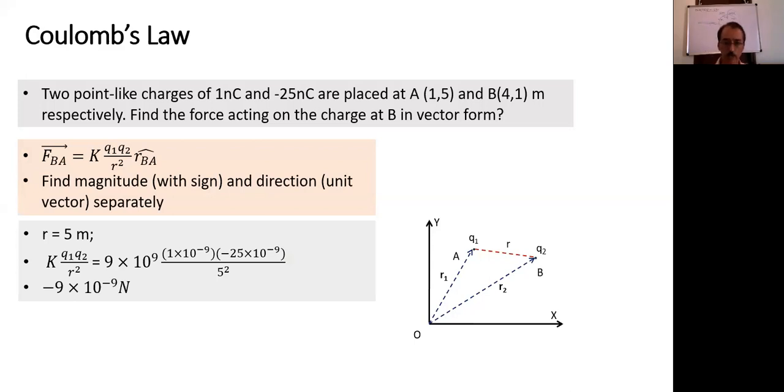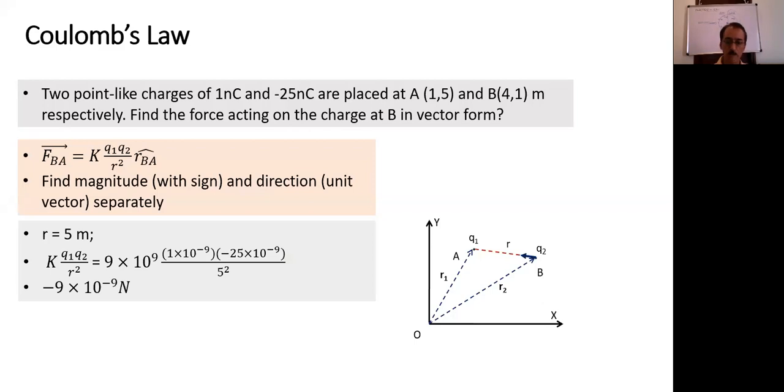You can easily calculate the distance R, which is 5 meters. The magnitude is K into Q1 into Q2 divided by R square. We substitute these values, and we find the magnitude comes equal to minus 9 into 10 to the power minus 9. The negative sign indicates the force is attractive in nature.